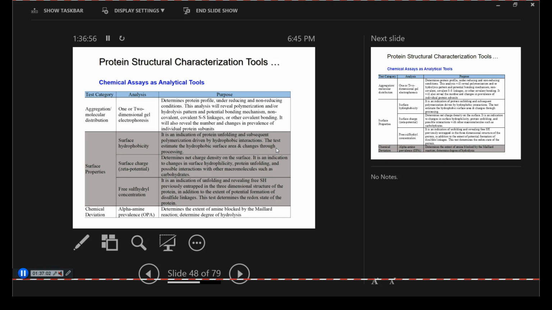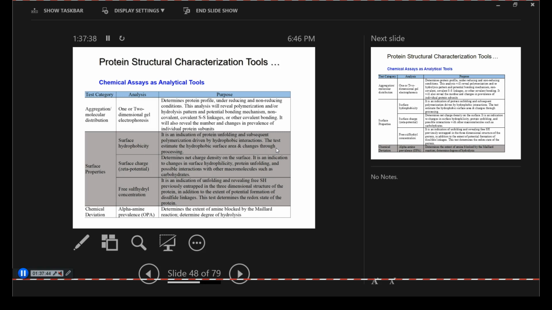Surface properties. Looking at surface hydrophobicity, this is a chemical assay where we use a hydrophobic probe, the ANS probe, that we bind with the protein. They bind to the protein via hydrophobic interaction, and this probe is fluorescent, so you can measure the fluorescence. The more surface hydrophobicity you have, the more probe will bind to the surface, and you have higher fluorescence. So you can determine surface hydrophobicity that way.